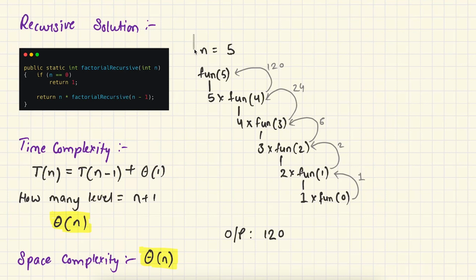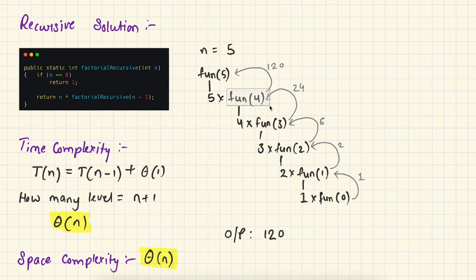So let's say the value of n is 5 and we are passing 5 to this function. When we run this program, our function gets invoked. It simply does 5 into function of 4. It means it is making a recursive call to itself by reducing n by 1.